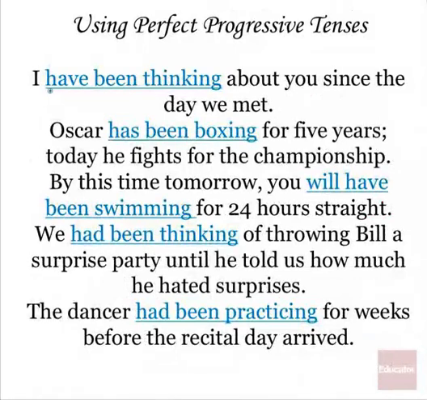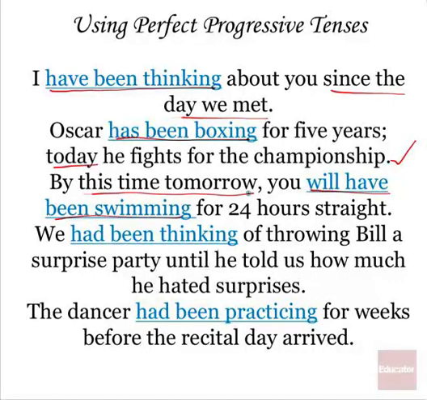All right, I have been thinking about you since the day we met. Since the day we met was your clue that you need the present perfect progressive. Oscar has been boxing for 5 years. This is very similar to many of the examples. And today, which tells you what time frame we're really talking about, he fights for the championship. By this time tomorrow, you will have been swimming for 24 hours straight. This time tomorrow was your indication that we're talking about the future, so we use the future perfect progressive.